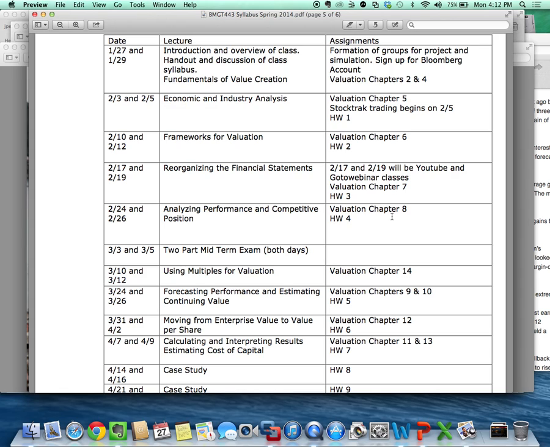We'll all create individually an Excel model valuing Costco. Very detailed enterprise value model. What we'll then do is you'll break that up into 3 homework assignments. You'll turn in a piece of the model along the way to show that you're actually able to catch up.